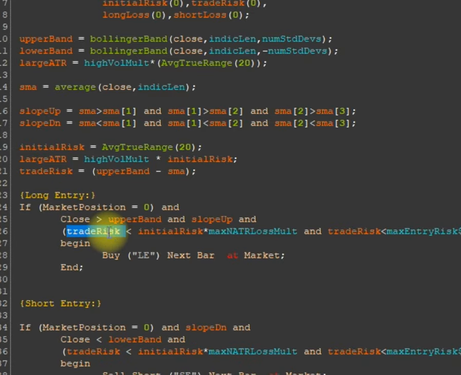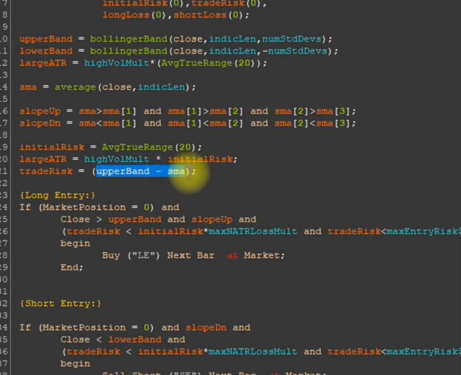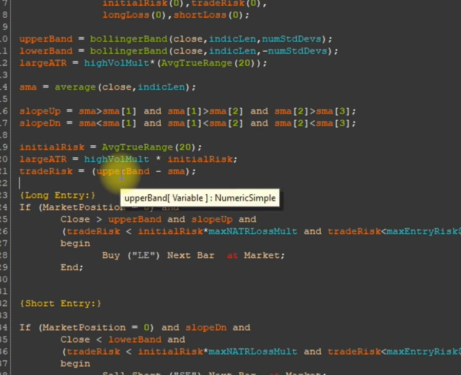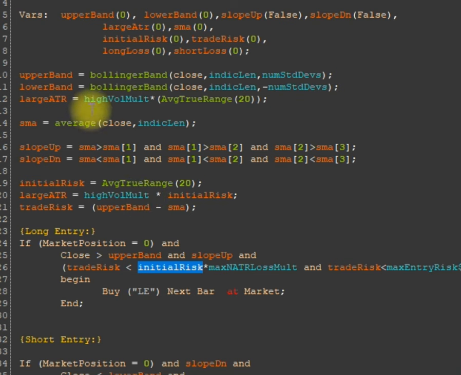Trade risk is up here. It's basically just the upper band minus the SMA. And that could have been the SMA minus the lower band. It's the same distance. We're talking basically a standard deviation, or in this case a 1.5, and that's what it will be, 1.5 standard deviation. That's our trade risk. If our trade risk is less than our initial risk, and we're going to call that the average true range of the past 20 days.